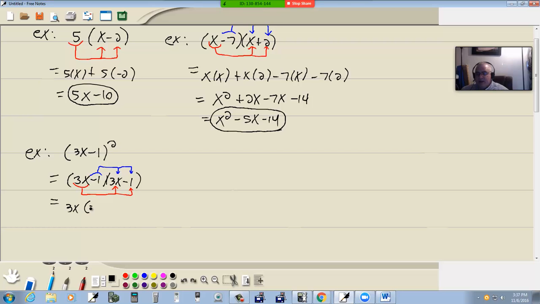So 3x times 3x. This is FOIL if you learned that method. First terms multiplied together. Now take 3x times negative 1. That's the outer terms multiplied together. Negative 1 times 3x. That's the inner terms. And negative 1 times negative 1. That's our last terms. 3x times 3x gives us 9x squared. 3x times negative 1 is negative 3x. Negative 1 times 3x is negative 3x. Negative 1 times negative 1 is a positive 1. Which gives us 9x squared minus 6x plus 1.